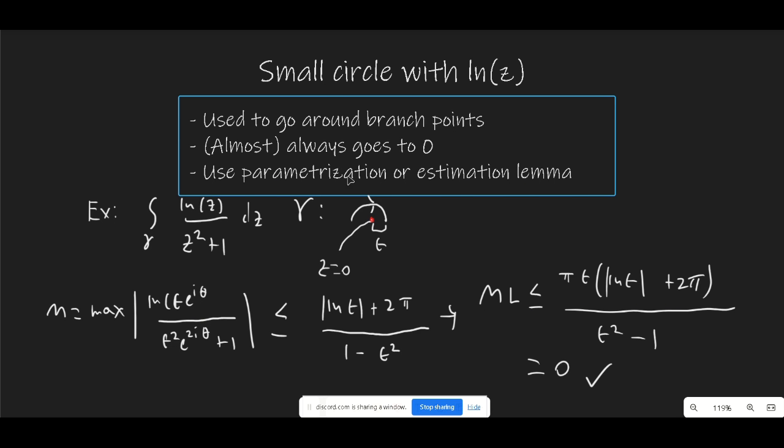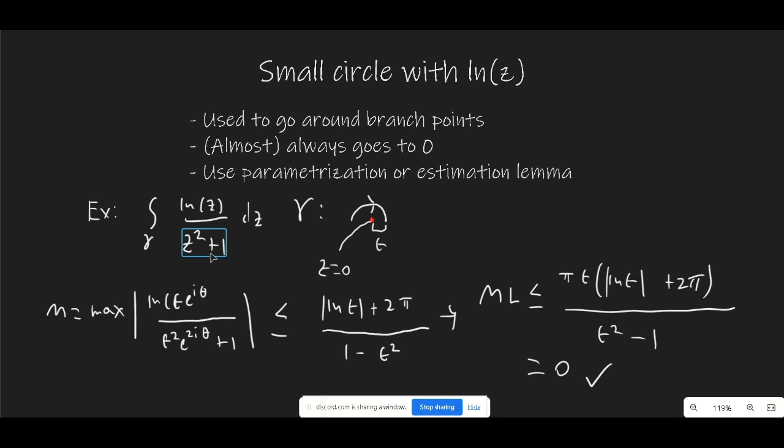And the main way to do these is either you can use parametrization or you can use the estimation lemma. In this case, I'm using the estimation lemma because it's a little bit more familiar to us. So we're going in a small circle in the counterclockwise direction around the point z equals 0. And we have ln z over z squared plus 1 dz. Now we're going to use the ML inequality, right? So M is going to be the maximum value of ln of epsilon e to the i theta over epsilon squared e to the 2i theta plus 1, because any point on this curve right here can be represented by epsilon e to the i theta for some theta between 0 and pi.